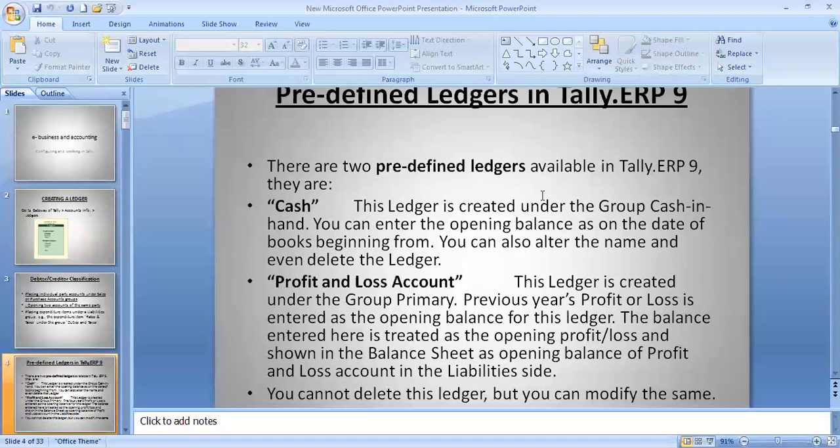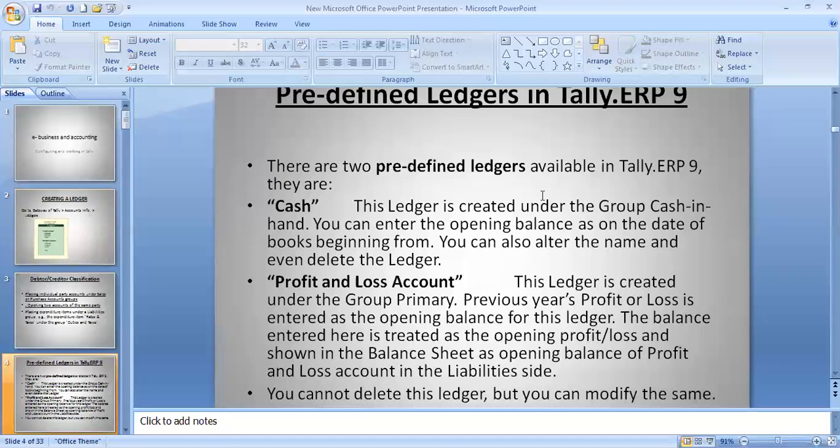Okay. So you can enter the opening balance as of the date of books beginning from. You can also alter the name and even delete the ledger. So this option is also available in Tally ERP9, which means cash is one of the types of transactions. So which is the group for cash? The group for cash is cash in hand. Very important.